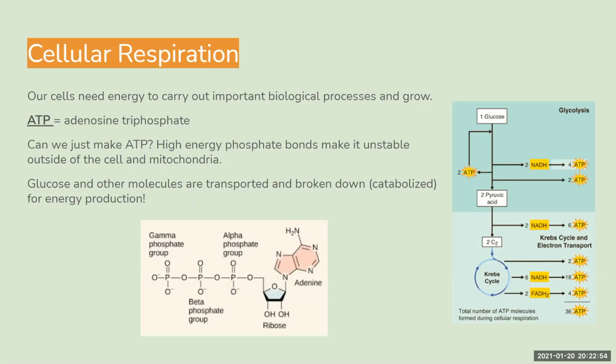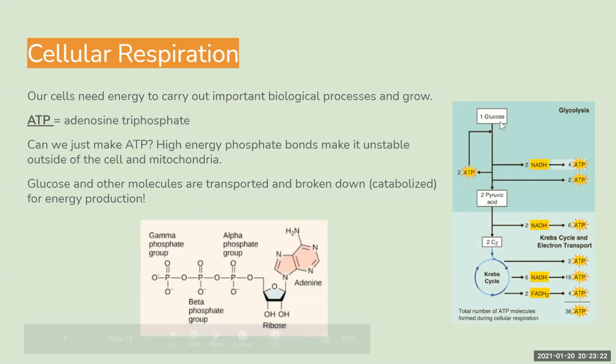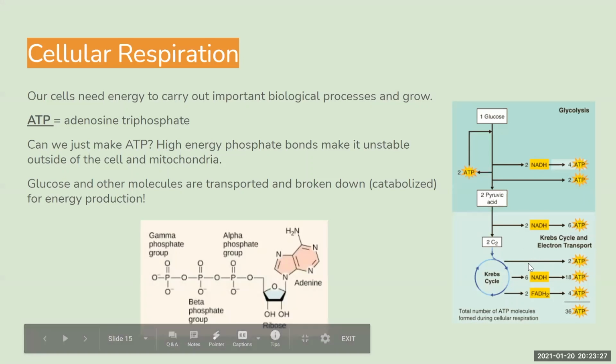So glucose and other molecules are transported and broken down in our bodies. This process is catabolism, and this is how we get our energy production. This schematic on the right side just shows you theoretically the yield that we should get from all of these metabolic processes in our bodies, which would give us 36 ATP overall. This is from one glucose molecule, and this is basically the process that we're going to explain and go into.